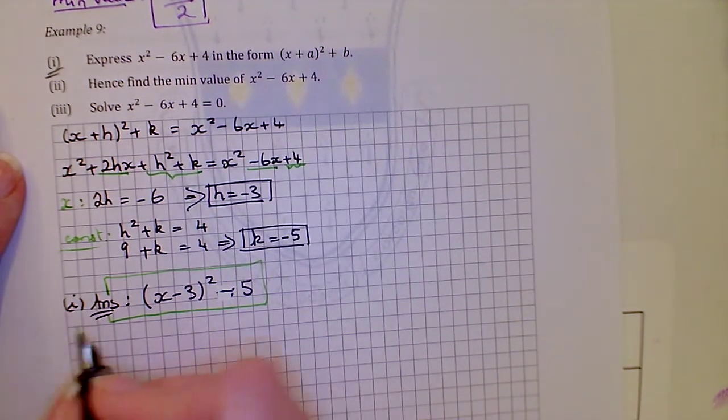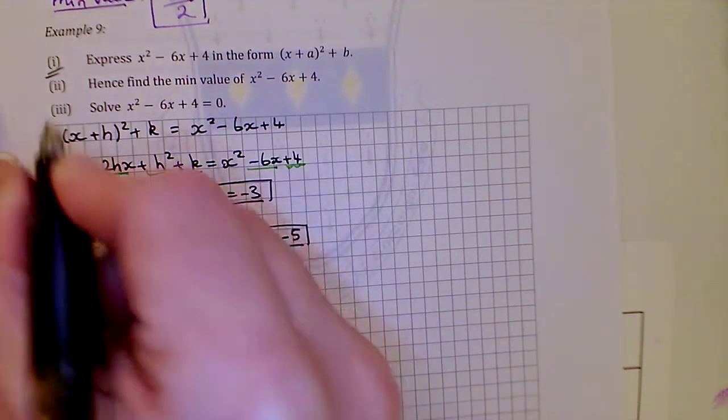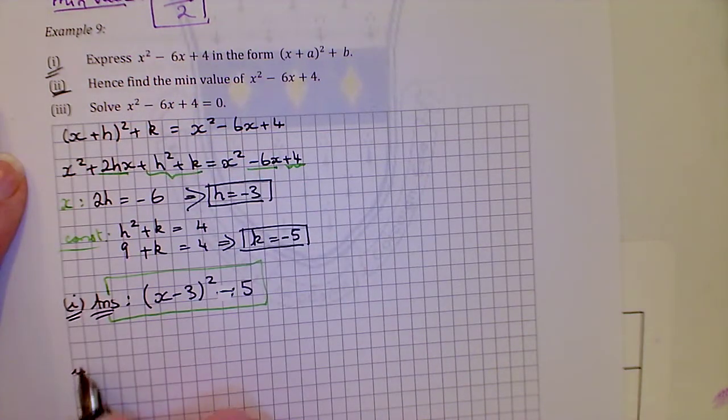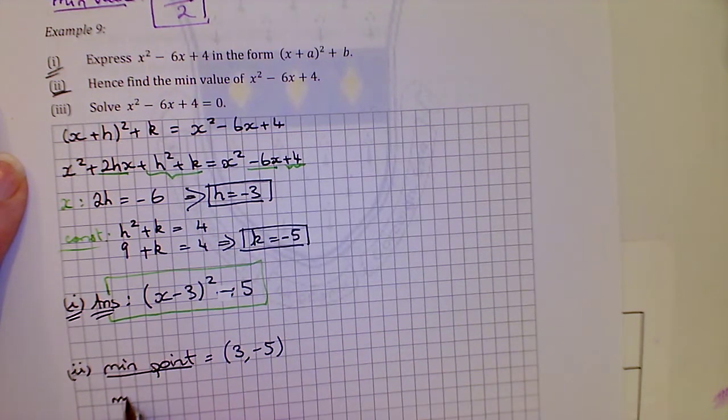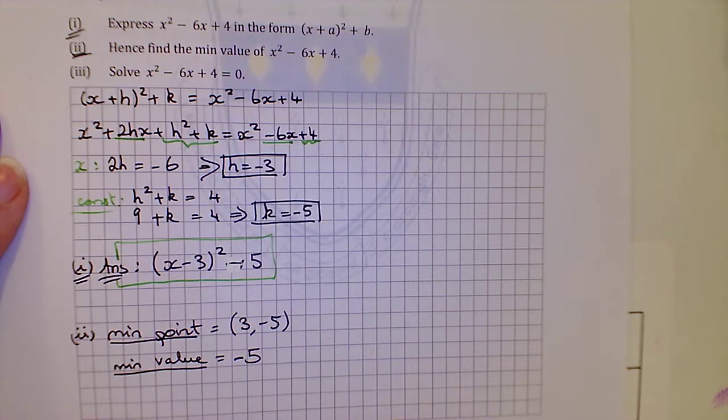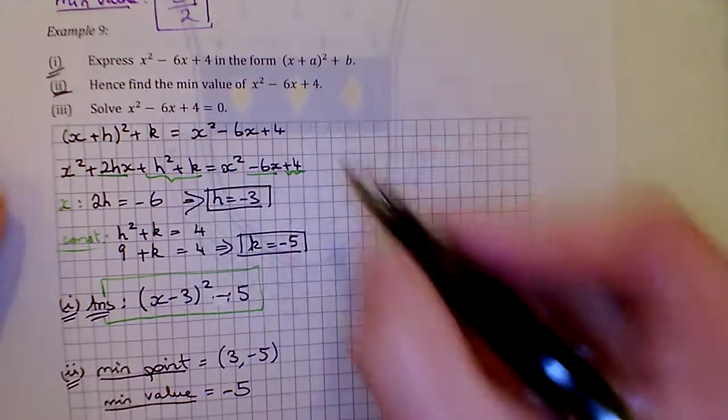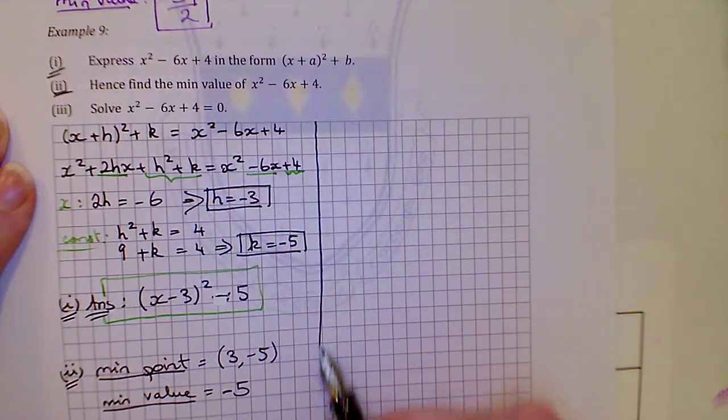Right, part 2 then. Hence, find the minimum value. Now make sure we answer the question, the minimum point. And there's never any harm in doing both if you're not sure. So the minimum point means I change this sign, 3, minus 5, and my minimum value, which is what they asked for, is just the minus 5. Okay, right. There's a follow-on bit that we haven't done before.